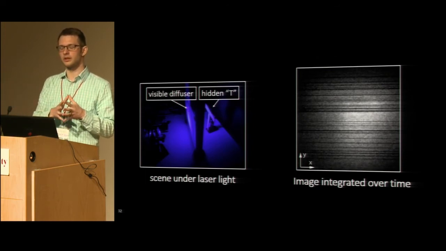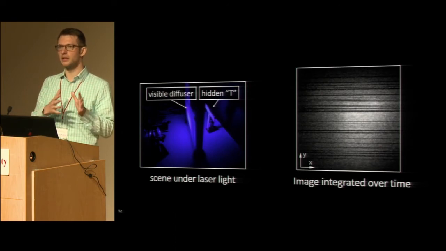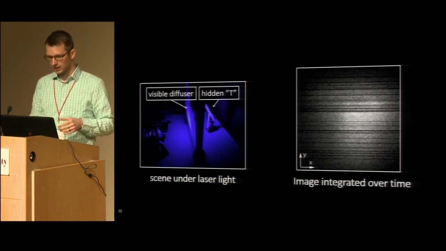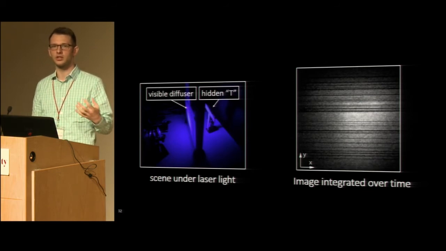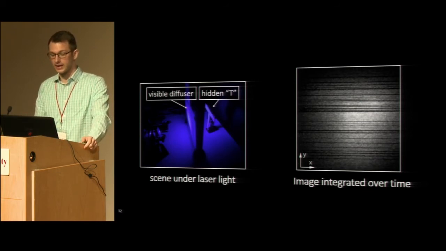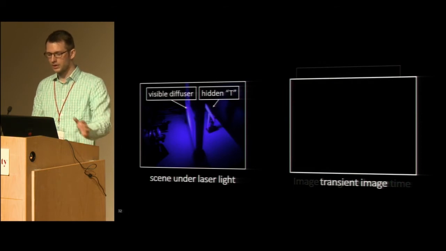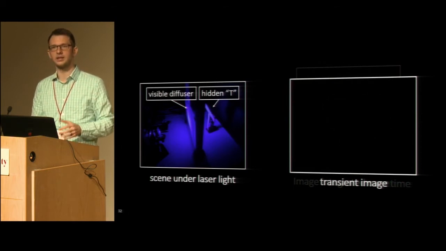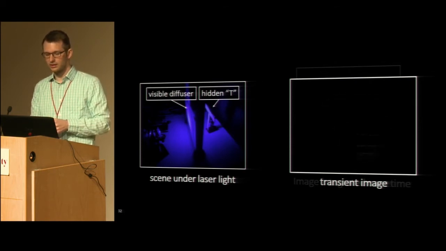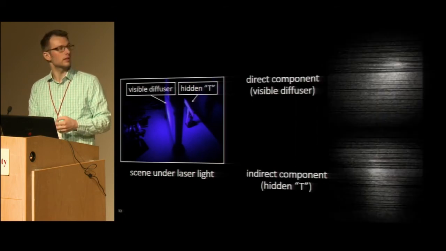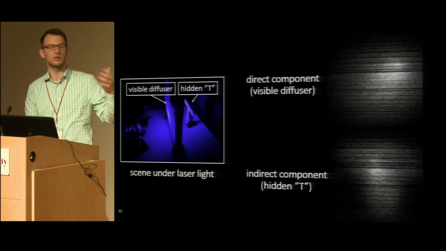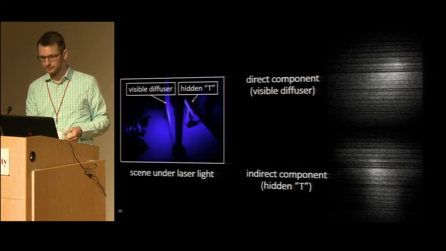And if we capture a conventional style image where we're integrating over time, you can see some sort of blobby shape which doesn't really give us any information about the geometry of this cutout shape. However, if we play back the transient image, we can see actually two responses corresponding to each of these surfaces. And what's more is that we can actually separate these out, and in the indirect or global component begin to see some of the geometry of the hidden shape.